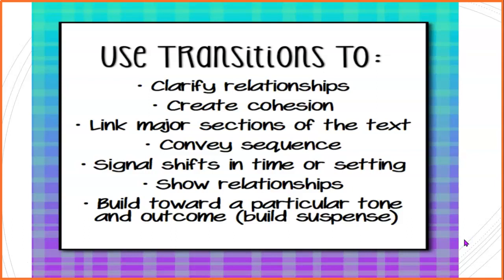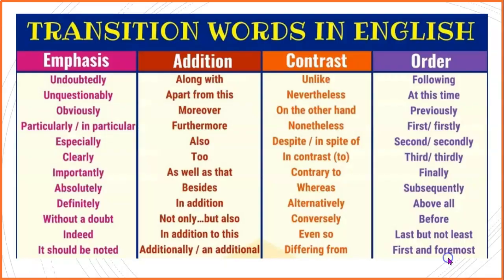We can use transitions to clarify the relationships between two ideas, to create cohesion. So again, that basically means to glue our paragraphs and ideas together so that they fit as one topic. They can link major sections of the text, showing how our body paragraphs fit together. They can convey sequence, showing the order something goes in. They can signal a shift in time or setting, showing that we're moving forward or backwards in time. They can show relationships, or even help us with tone.